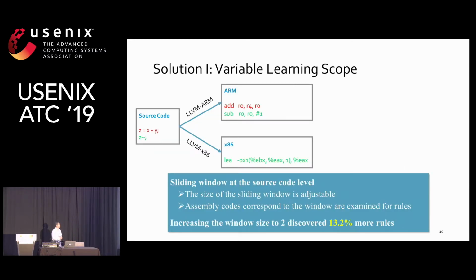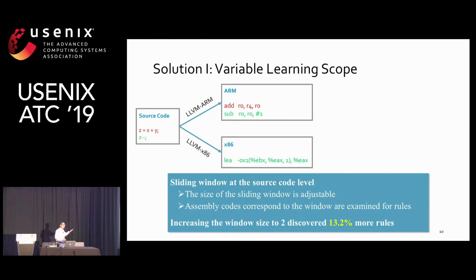First, the sliding window is defined at the source code level. All source statements covered by the window are used to extract guest and host instructions for translation rule learning. Each time, the window slides forward one line of source code and slides out the last line of the source code covered by the window. By adjusting the size of the window, we can explore variable learning scopes.